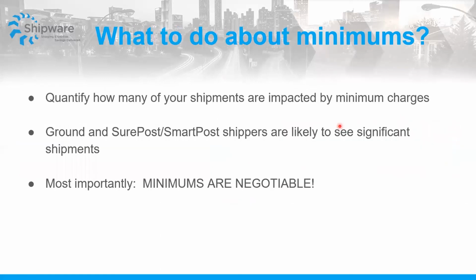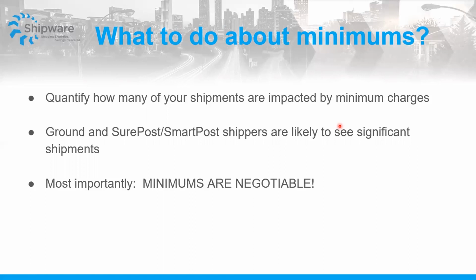Now that you understand kind of what they are and how to find them, what do you do about them? So first thing you want to do is understand how many of your shipments are getting impacted by those minimum charges. If you're a heavy ground shipper or you do a lot of SurePost and SmartPost shipments, then those minimum charges are really going to come into play. Express shippers, it can happen as well, but it's not quite as common. You still want to go through and work the math, particularly if you're sending a lot of light packages express.